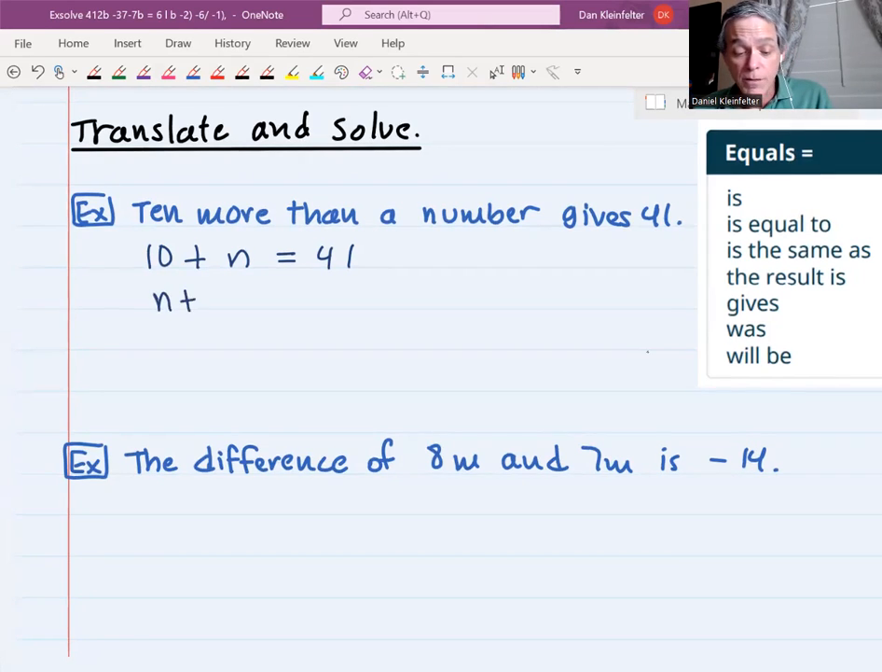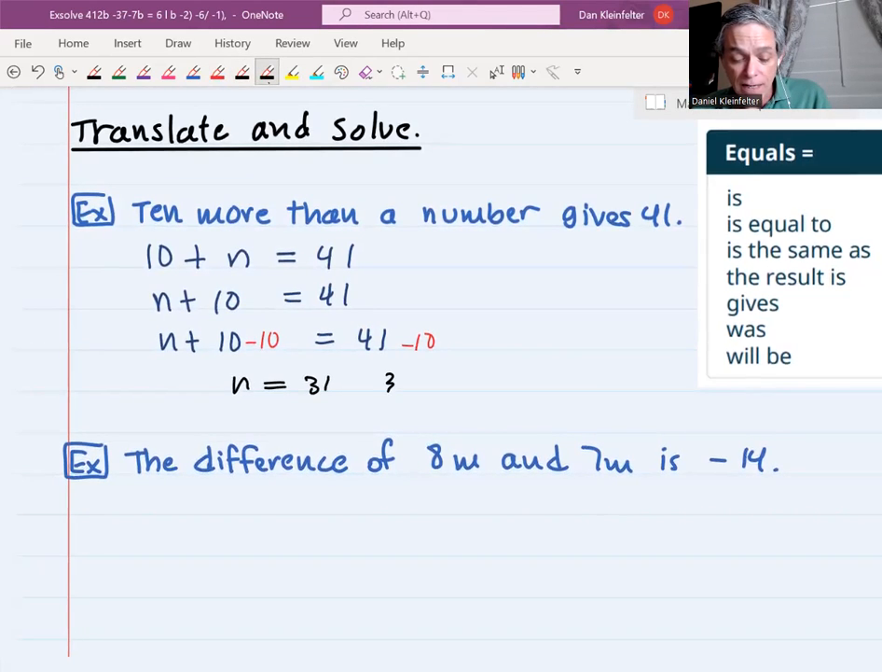So we can use the commutative property to write that as n plus 10 equals 41. I just wanted to do that because it made me more comfortable to have a variable on the left side. Then I'm going to subtract 10 from both sides, right? And so this will give us n on the left side and 31 on the right side. So our number is 31, okay?